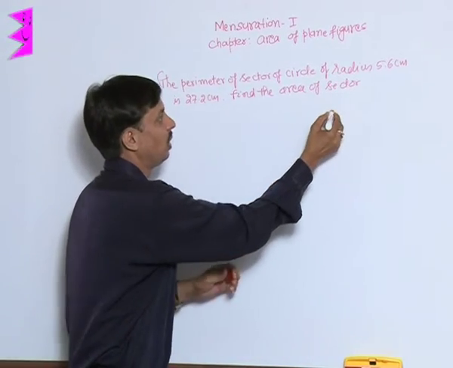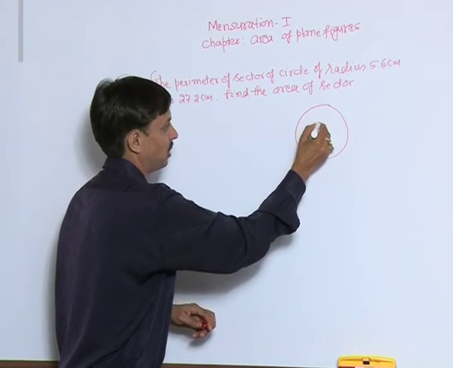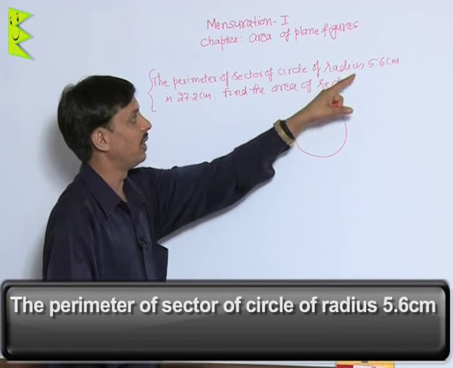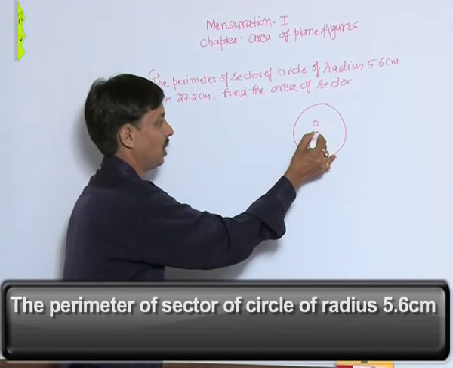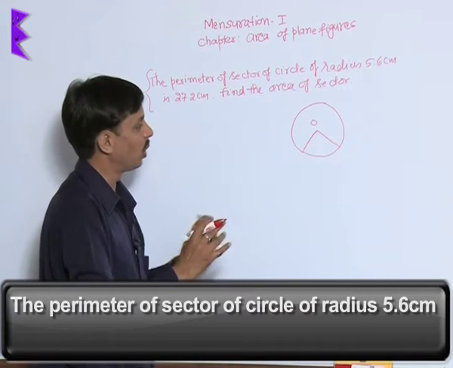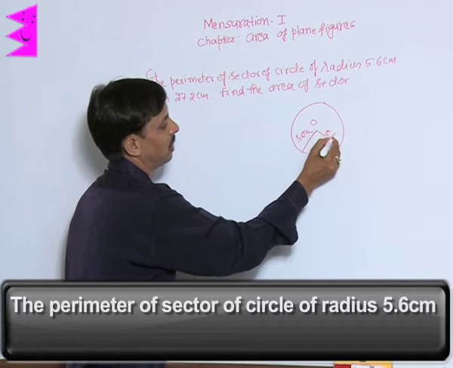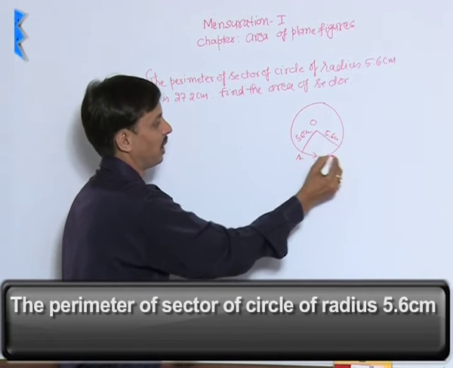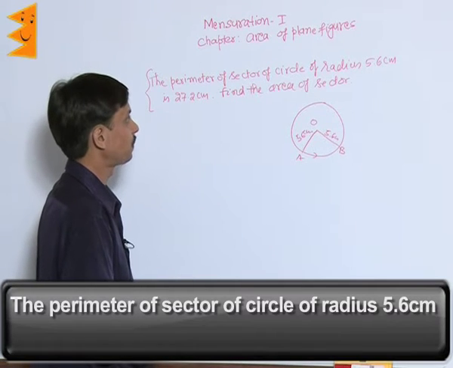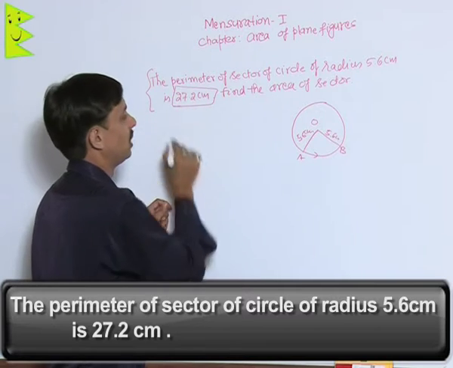So first of all, I am going to plot the figure of the circle, and if a circle is there, a center has to be. The perimeter of the sector of a circle of radius 5.6 centimeter. So you can say this is a sector whose angle is not known, radius is 5.6 centimeter. This is the corresponding arc, you can name AB in anti-clockwise direction. The perimeter of the sector of the circle is 27.2 centimeter.